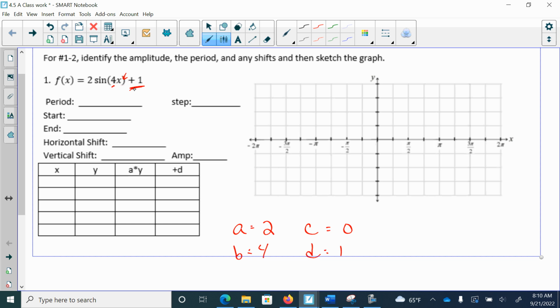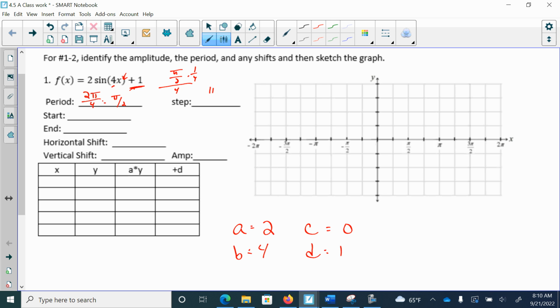It doesn't really matter. So to find the period, I'm going to take 2 pi and divide it by my b, which in this case is 4, and I'm going to get a period of pi over 2. To find my step, I take my new period, which is pi over 2, and I divide that by 4, which is the same thing as multiplying by 1/4, and I get a step of pi over 8.